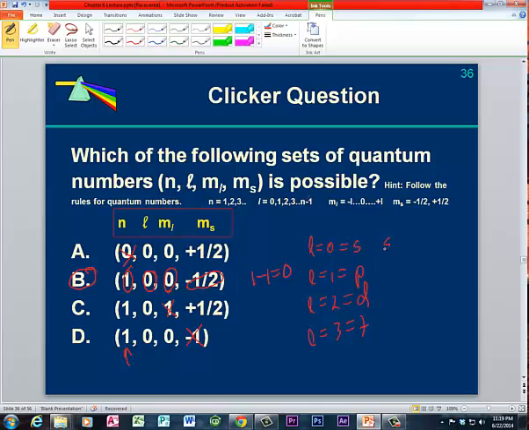S is a sphere shape. P is a dumbbell shape. And d is a double dumbbell shape. And then f is, it's crazy, man. It is one wild dude.